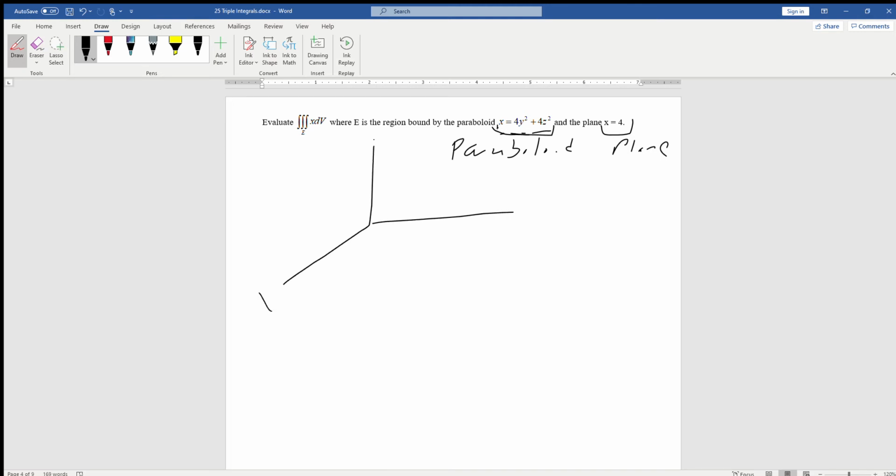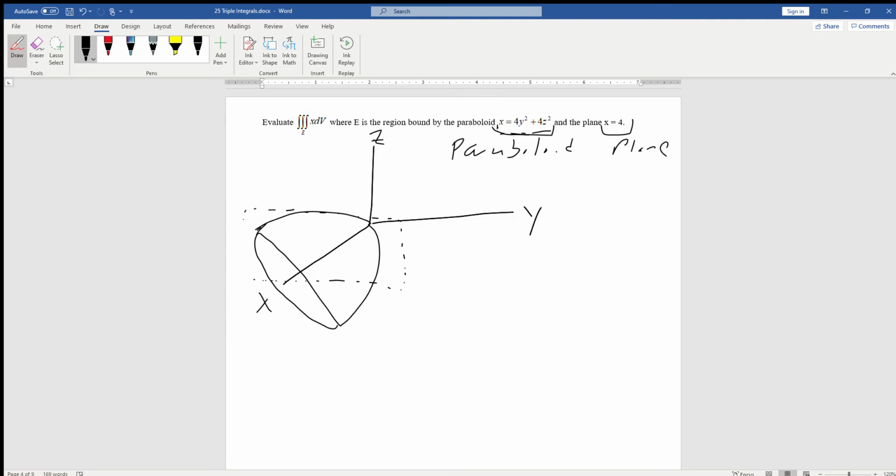let's say this is our x-axis, our y-axis, and our z-axis. Then we would have a paraboloid that opens up along the x-axis, so we get something like this, approximately. And then we'd also have a plane x equals 4. Now x equals 4 is going to be this plane, and it's going to look like this.